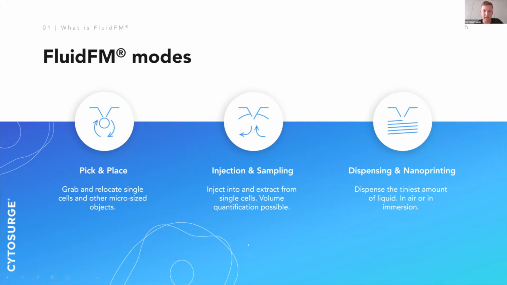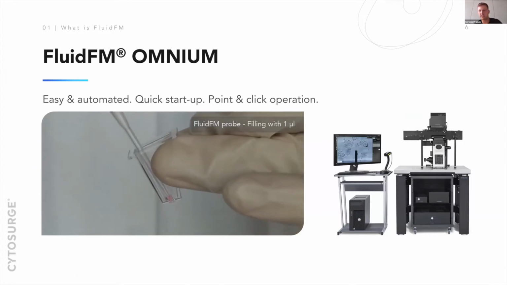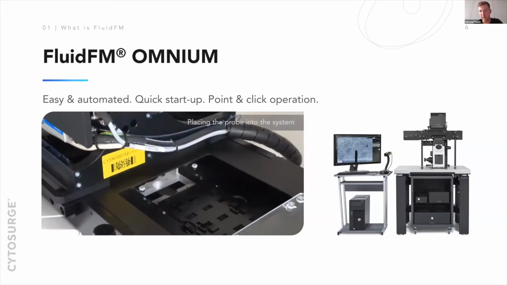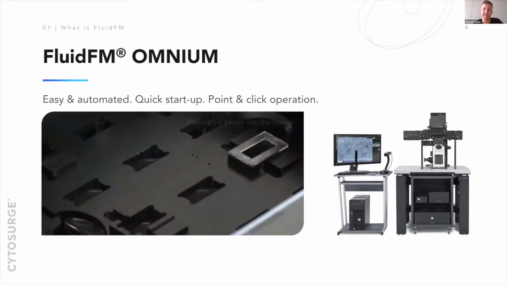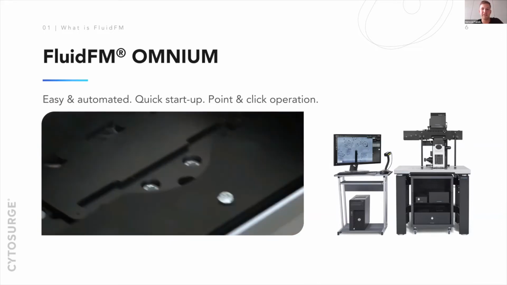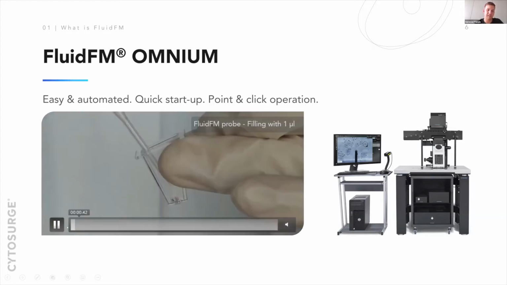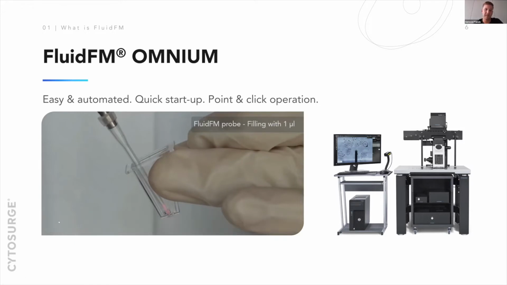Now, how does it look like in the lab? So all these manipulations are made possible by what we call a FluidFM Omnium, which is basically a device, as you can see also on the picture and on the little video. So here, what we have, these little probes, as we call them, these are the parts on which the cantilever is mounted on the bottom.